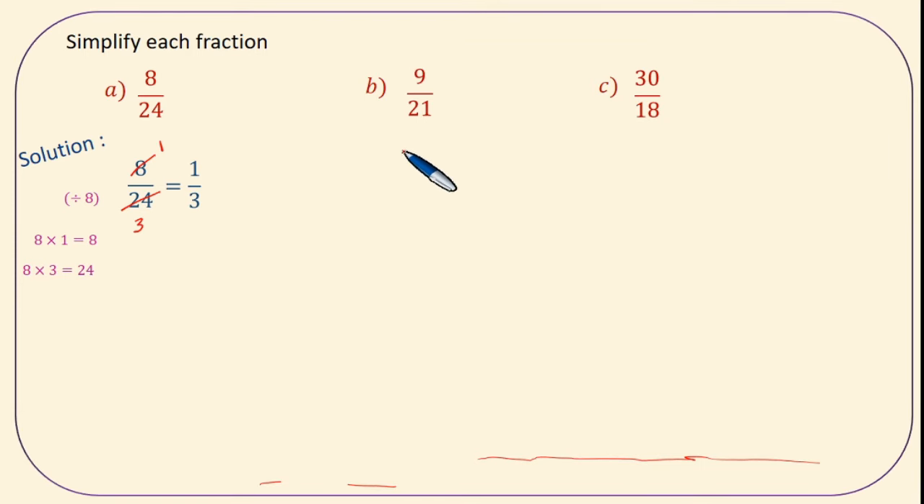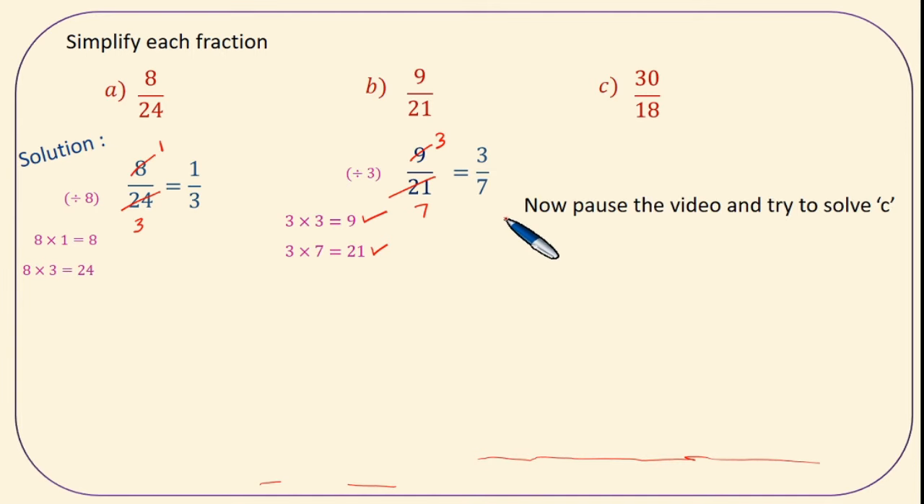Similarly, we can see the next one, 9 over 21. Now think of the table by which we can cancel both the numerator and denominator. That is the table of 3. 3 times 3 is 9 and 3 times 7 is 21. So we can divide both by 3, and this is equal to 3 over 7. Now pause the video and try to solve question C.